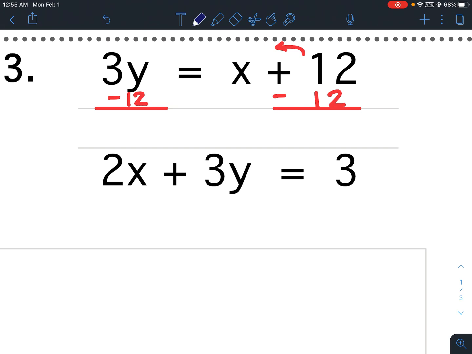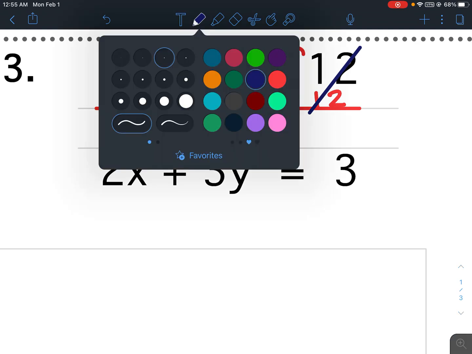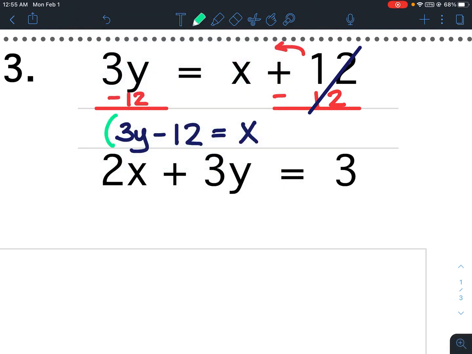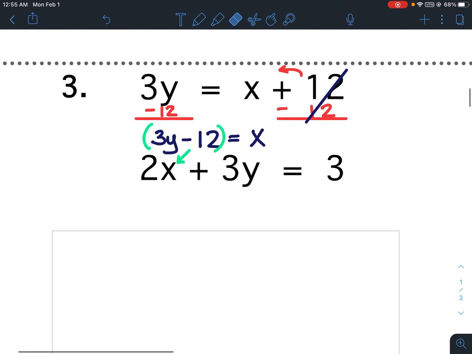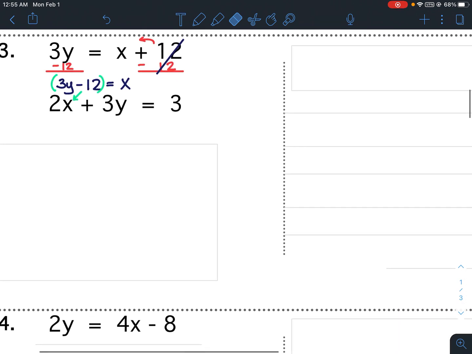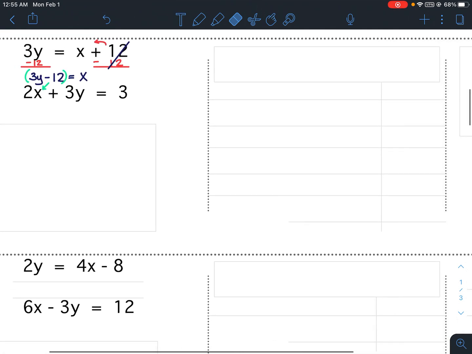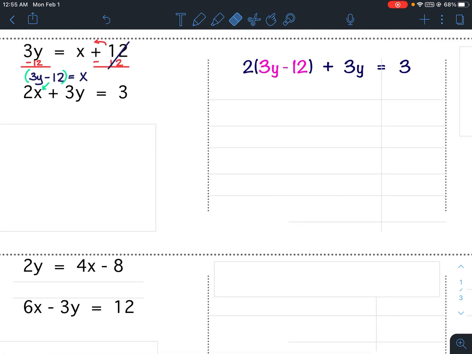So I will have 3y minus 12 on the left side and equals x on the right side. So I'm going to take this and substitute it in for the x. So that would look like 2 times the quantity 3y minus 12, plus 3y equals 3.